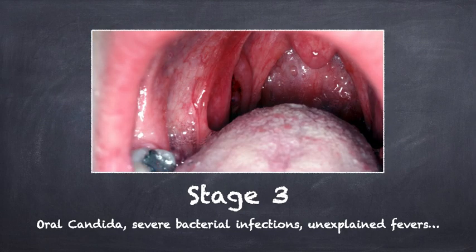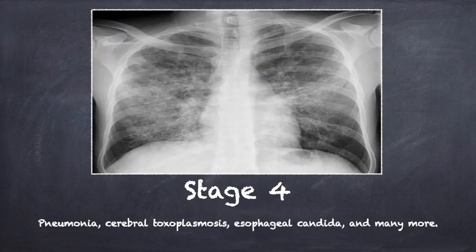Okay, now we move on to stage three. Now you'll have oral candida, which is fungus growing in your pharynx or in your mouth. You'll have more severe bacterial infections, and you'll have unexplained fevers, right? And you'll have all these diseases, all these bacteria and fungi growing, because the CD4 T helper cells that usually fight off the infection are low, and they can't control these infections in your body.